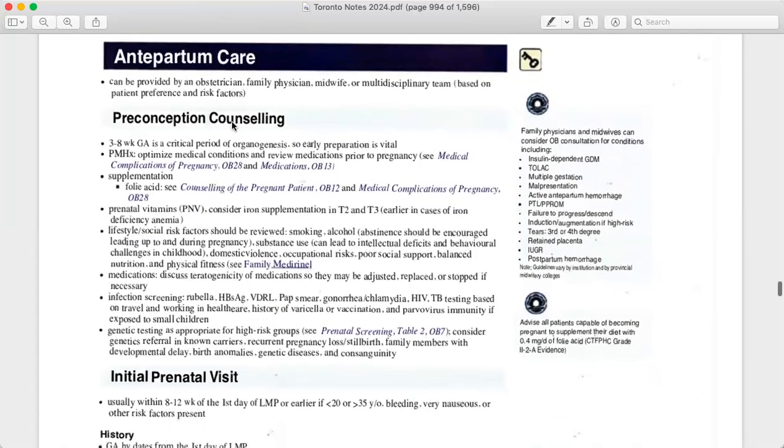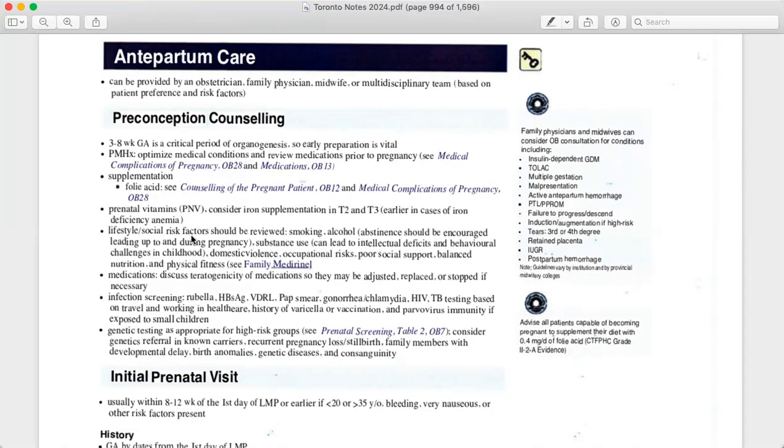Then coming to the preconception counseling, what are you going to do? So in the 3 to 8 weeks, that is the organogenesis, so it's very important to let the female know about all of those things. Then past medical history, vitamins. What are those certain vitamins? Iron supplements in the T2 and T3 trimester. Then increased social risks. What are you going to tell? The smoking, alcohol, substance use, domestic violence.